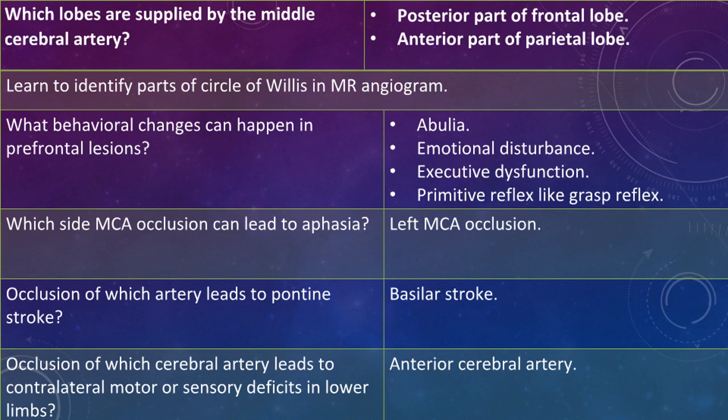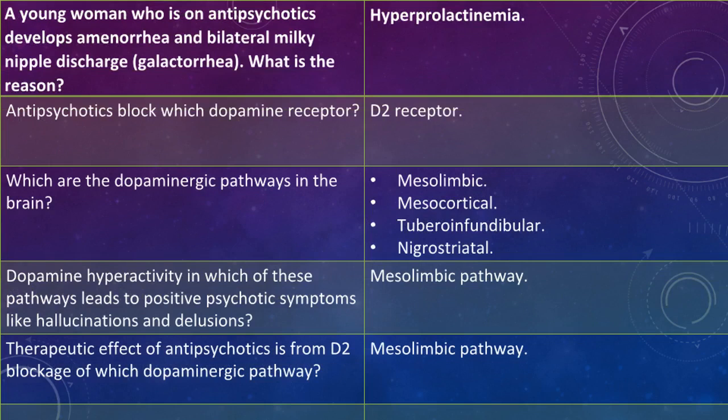Anterior cerebral artery. A young woman who is on antipsychotics develops amenorrhea and bilateral milky nipple discharge, galactorrhea. What is the reason? Hyperprolactinemia. Antipsychotics block which dopamine receptor? D2 receptor. Which are the dopaminergic pathways in the brain? Mesolimbic, mesocortical, tuberoinfundibular, nigrostriatal. Dopamine hyperactivity in which of these pathways leads to positive psychotic symptoms like hallucinations and delusions? Mesolimbic pathway. Therapeutic effect of antipsychotics is from D2 blockage of which dopaminergic pathway? Mesolimbic pathway.